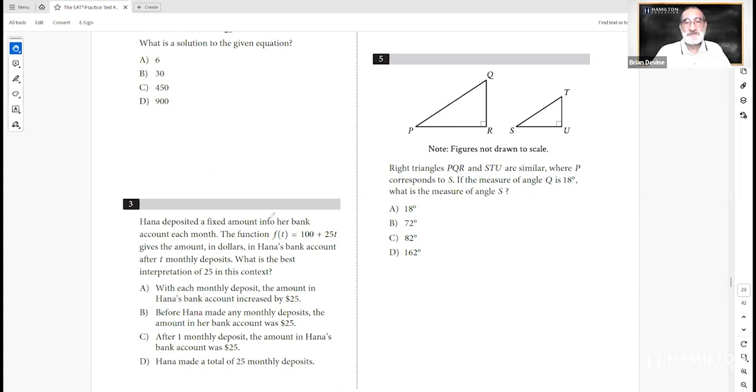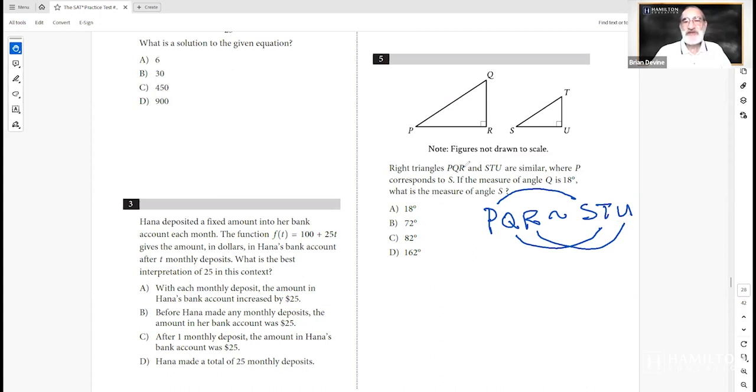Question 5. We're given 2 triangles, PQR, and we're told it's similar to STU. Now, when they name them in this way, that means P corresponds to S, same angle measure. Q corresponds to T, same angle measure, and R would correspond to U. And R and U are both right angles.